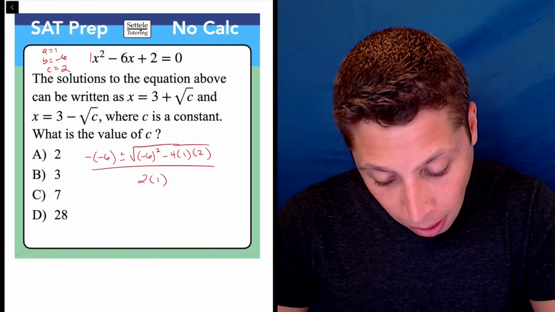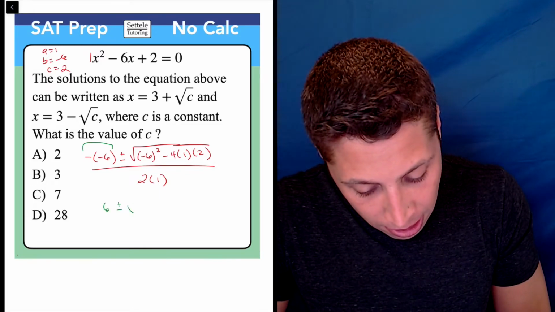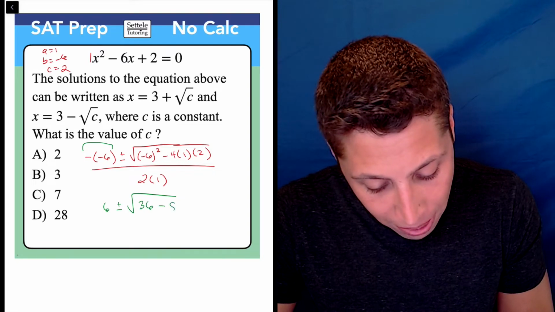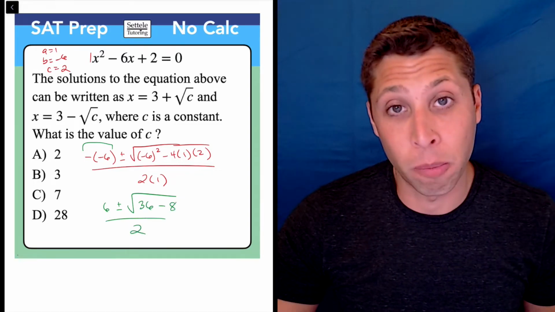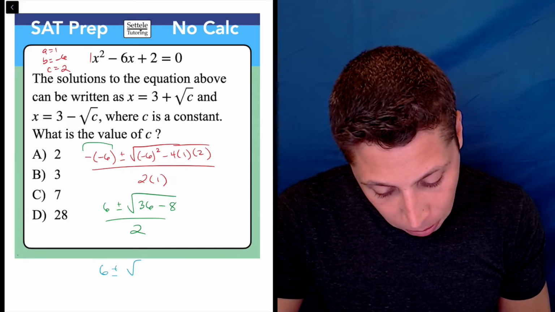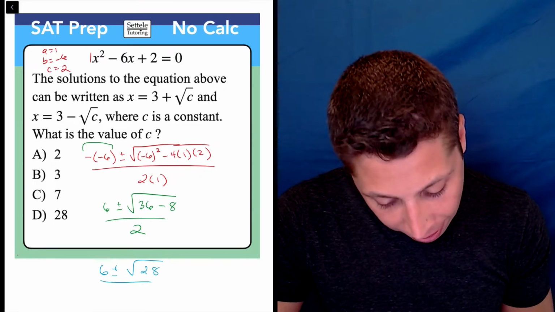Okay, now it is time to simplify. So I usually start here. Let's clean up that negative. That's a 6. Then underneath, we've got a bunch of things to do. So here we go. It's going to be 36 minus 8. And then on the bottom, I can just make that a 2. So we're getting somewhere. Now I would say, okay, 6 plus or minus the square root, 36 minus 8 is 28, and that's over 2.